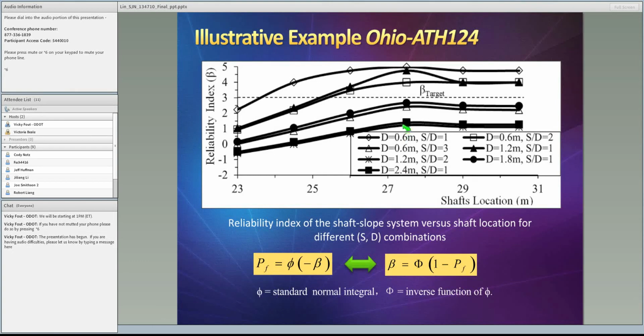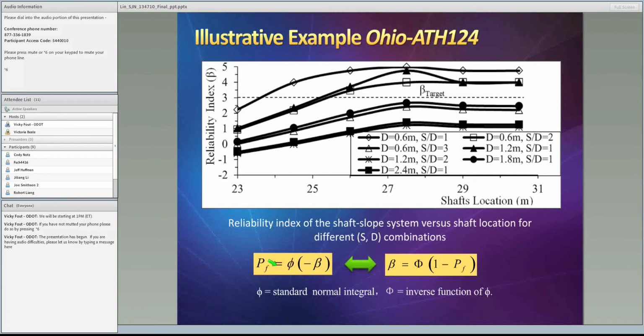So how did we get the reliability index here? Because we get the probability of failure from UASLOPE 3.0, we use this equation to transform the probability of failure into the reliability index. We can see that if the target reliability index is equal to 3, this area's design result satisfies the target.